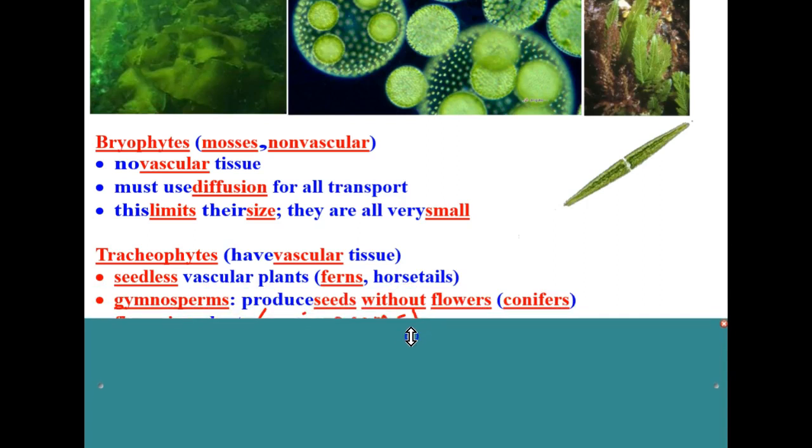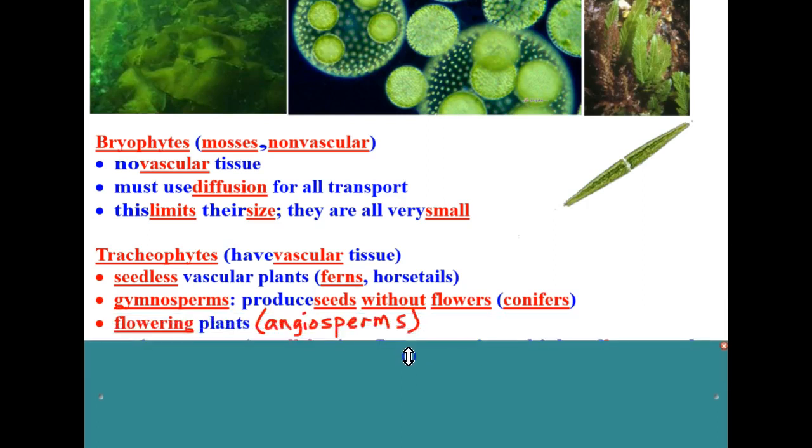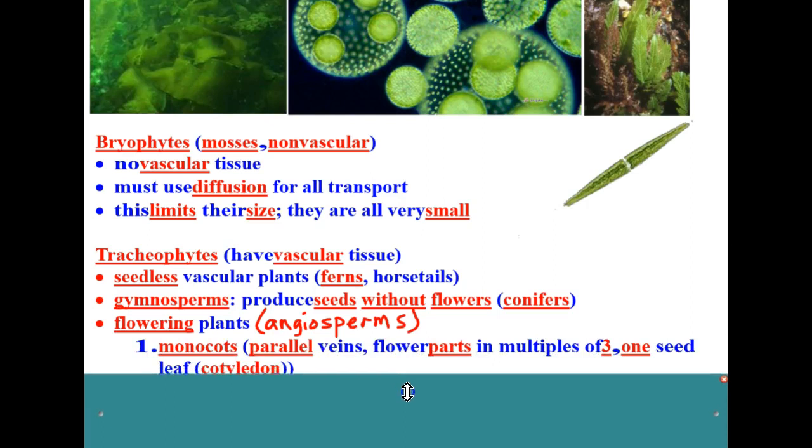And we have the gymnosperms, which produce seeds without flowers. And the most common example of the gymnosperms are the conifers, evergreen trees, like your Christmas tree. We also have the angiosperms, which are the flowering plants. And with the angiosperms, we also have two categories.